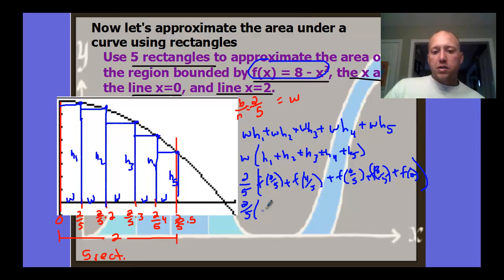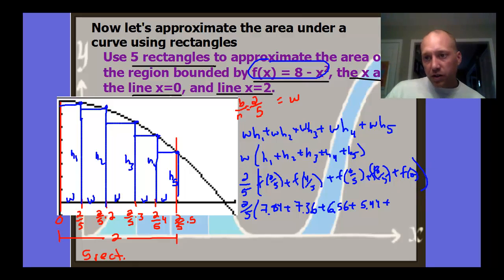So if we do that, we get 7.84 plus 7.36 plus 6.56 plus 5.44 plus, we plug 2 in there again. To get these values, we're plugging this x value into this function. So it'd be 8 minus 2 squared for the last one, which would be 4. That's how I'm getting that value there.